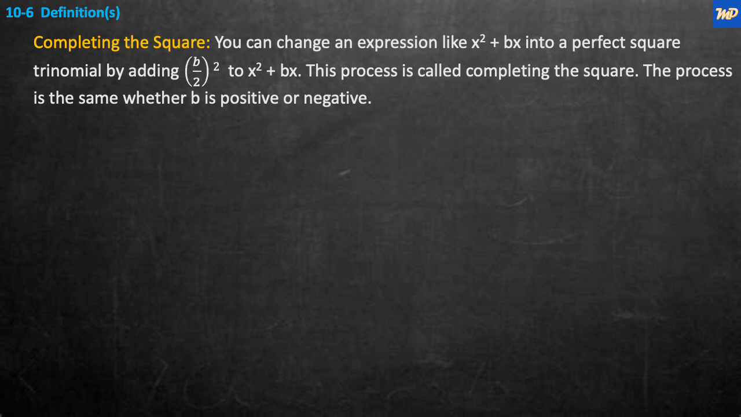Okay, before we get going, we'll discuss a definition. Completing the square. You can change an expression like x squared plus bx into a perfect square trinomial by adding b divided by 2 squared, or the quantity b divided by 2 squared, to the x squared plus bx equation. This process is called completing the square. The process is the same whether b is positive or negative.